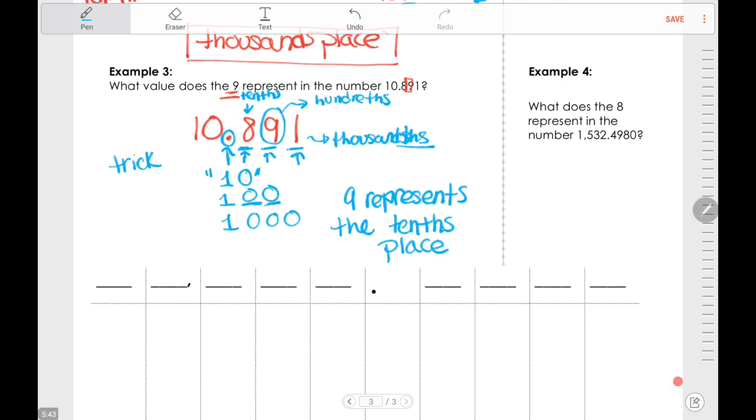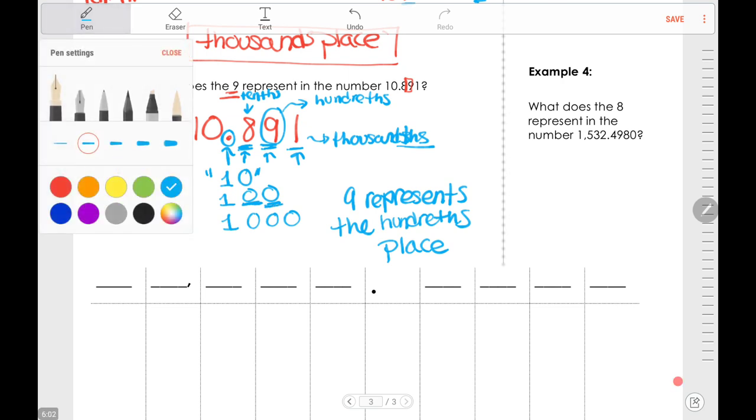Oh, sorry, I wrote that wrong. Not the tenths. You guys have to correct me. It represents the hundredths. Because it has 2 places after the decimal. So it's the same as having 2 zeros. Okay, try example number 4.